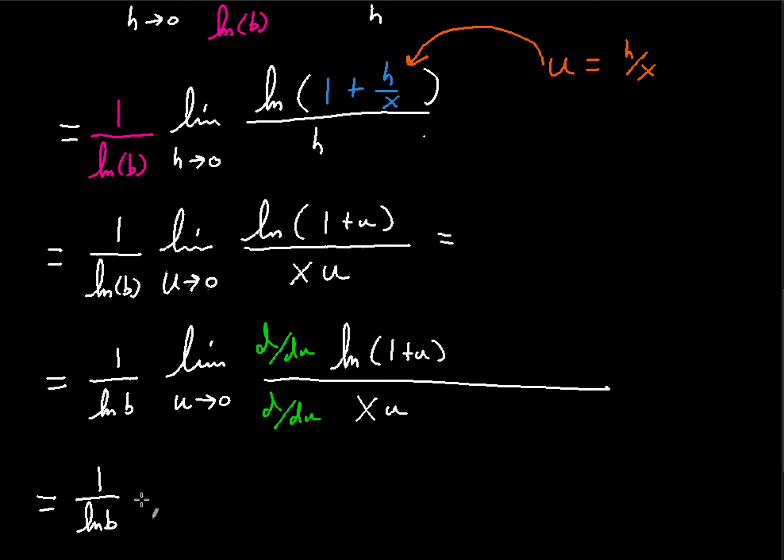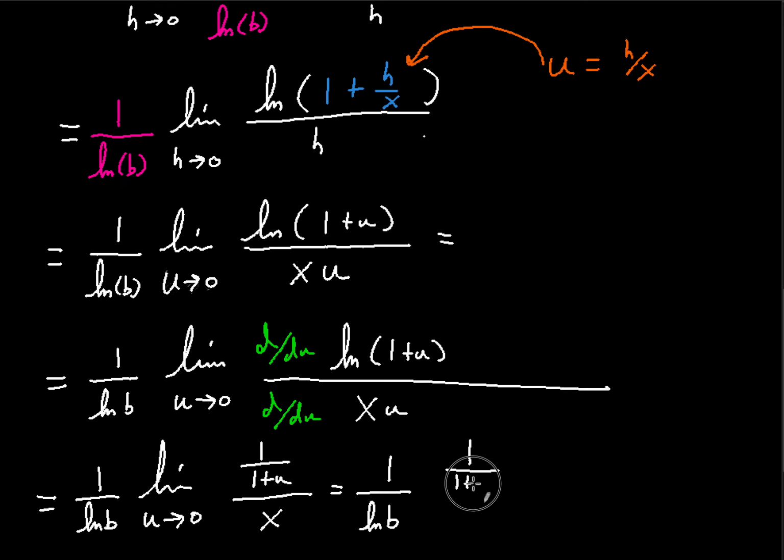1 over natural log of b, the limit as u approaches 0. This is 1 over 1 plus u. This is x. Okay. And if you're okay with it, I'm going to switch this back to h over x. 1 over the natural log of b, 1 divided by 1 plus h over x, over x. Whoops, and then this is the limit as h goes to 0.